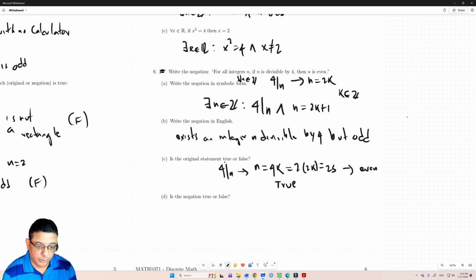Is the negation true or false? Well, because the original is true, then the negation is going to be false. Okay? So let's continue with more examples in part 2 of the class notes examples.